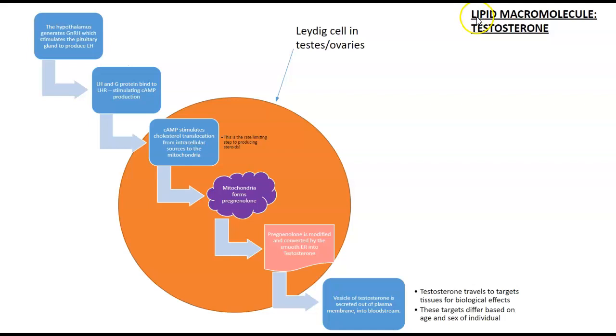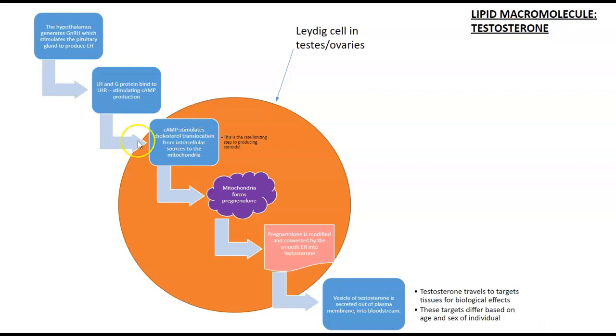First, we're going to start talking about testosterone, which is a lipid macromolecule. The Leydig cells found in the testicles and ovaries are known for producing testosterone. It starts off by the hypothalamus generating a hormone called GnRH, which stimulates the pituitary gland to produce LH, or luteinizing hormone. LH and the G protein bind to LH receptors on the Leydig cells, stimulating cAMP production.